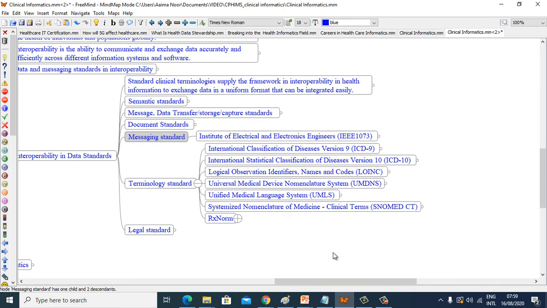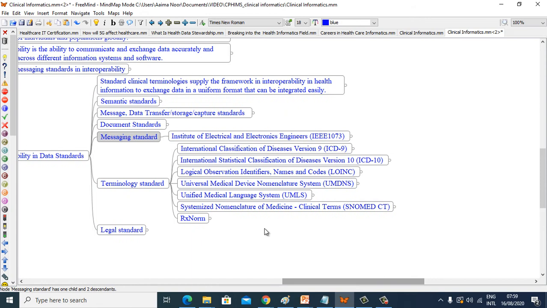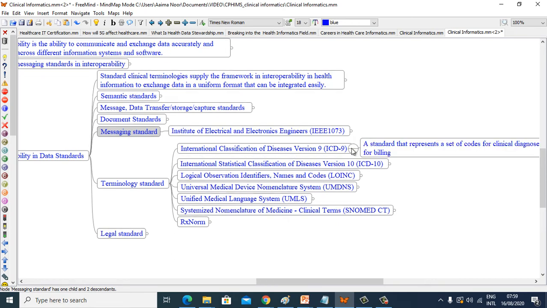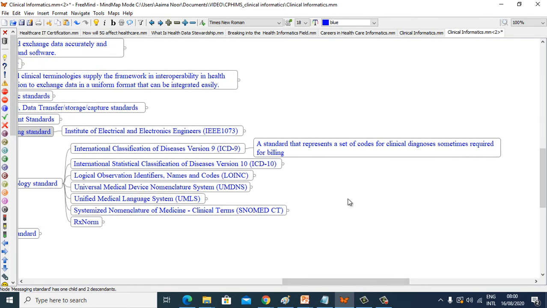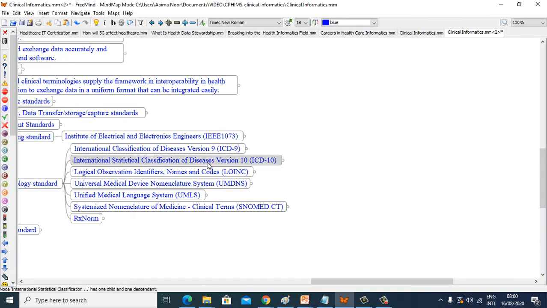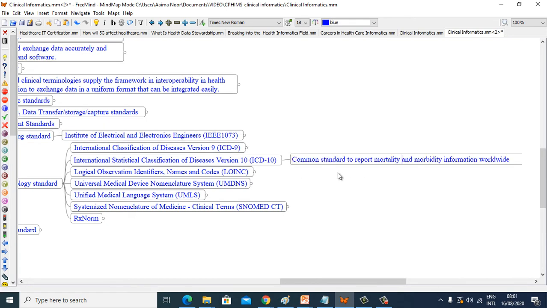Terminology standards. International Classification of Diseases version 9, ICD-9, a standard that represents a set of codes for clinical diagnosis, sometimes required for billing. International Statistical Classification of Diseases version 10, ICD-10, a common standard to report mortality and morbidity information worldwide.